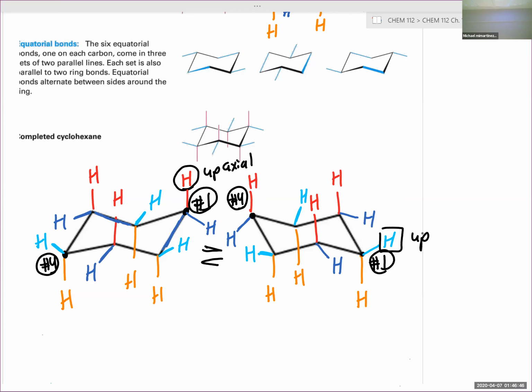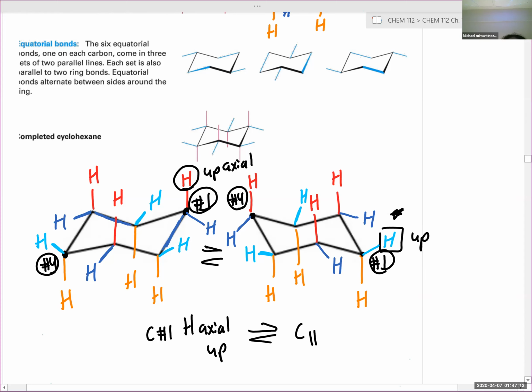And this is a really critical point here. Is this hydrogen axial or equatorial, this hydrogen that I've starred? And you're welcome to type in chat during this time. Is this hydrogen right here? Yep, exactly. So at carbon number 1, we went from a hydrogen that is axial pointing up, and then after our ring flip at carbon number 1, we have a hydrogen that's equatorial pointing up.